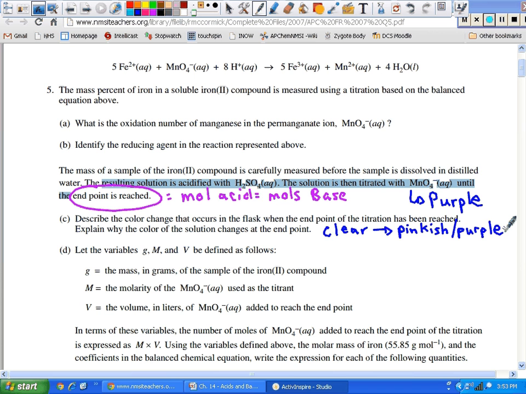Now, it's got a long paragraph. I'm just going to tell you what it says and then tell you what it means. At the end point, there is no iron 2 ion left in the flask to reduce the colored permanganate. So essentially, this right here is a purple color. And this right here is clear.